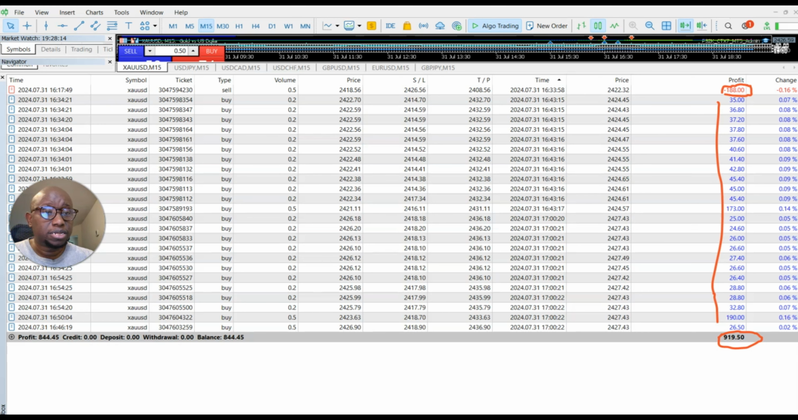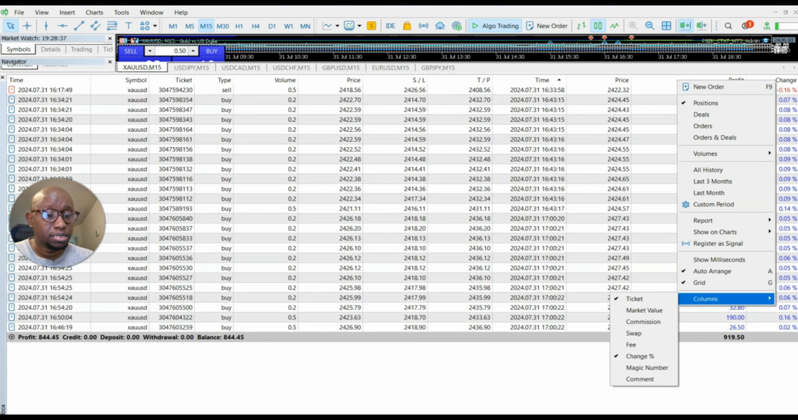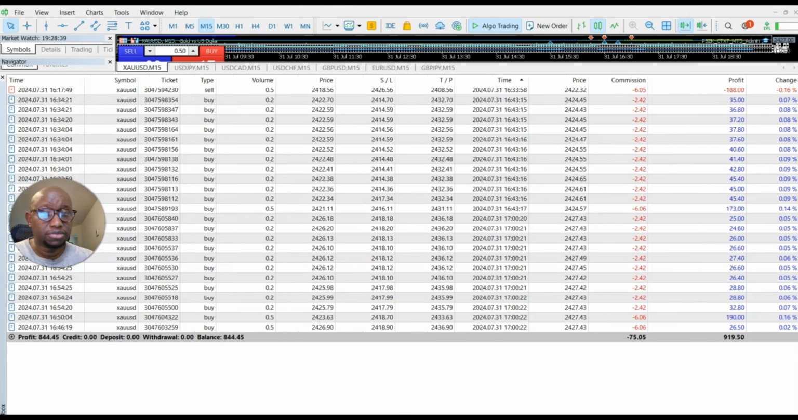In fact, let's add the commission column. I don't know why I thought I had it there. Yeah, so these are the fees right there, as you can see. So once you take off the fees, then this is the profit, 844 and 45 for the day, and I think that's pretty good. So yeah, that was my trading for the day.